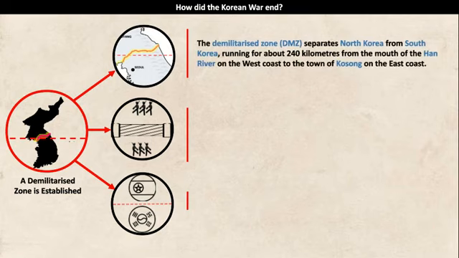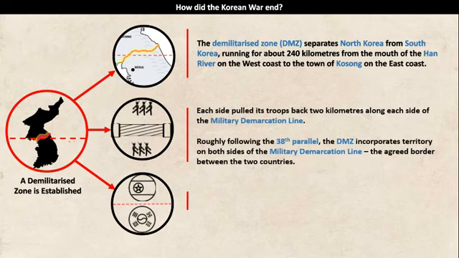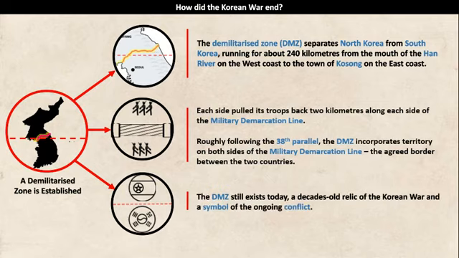So, the demilitarized zone, or DMZ, separates North and South Korea, and it still runs for about 240 kilometers from the mouth of the Han River on the west coast to the town of Kaesong on the east coast. Now, each side pulled its troops back 2 kilometers along each side of the military demarcation line. The new border, protected by this demilitarized zone, roughly followed the 38th parallel. It incorporates territory on both sides of the military demarcation line, and this was the agreed border between the two countries.